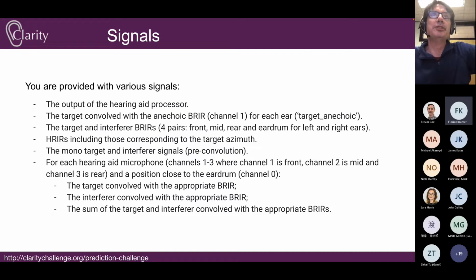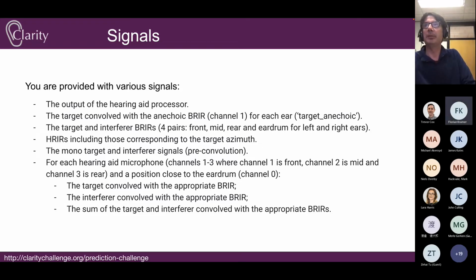And on top of all the metadata, you've also got the signals. So for the training data, everything's open. We provided as much information as possible. So you've actually got the output of the hearing aid processor, which is obviously the thing that the hearing impaired listeners listen to. So these are the signals that they listen to. But you've also then got the signals that were used to construct the scene. So you've got, for instance, the target, which is being convolved with the anechoic room impulse responses. So these are the anechoic targets.